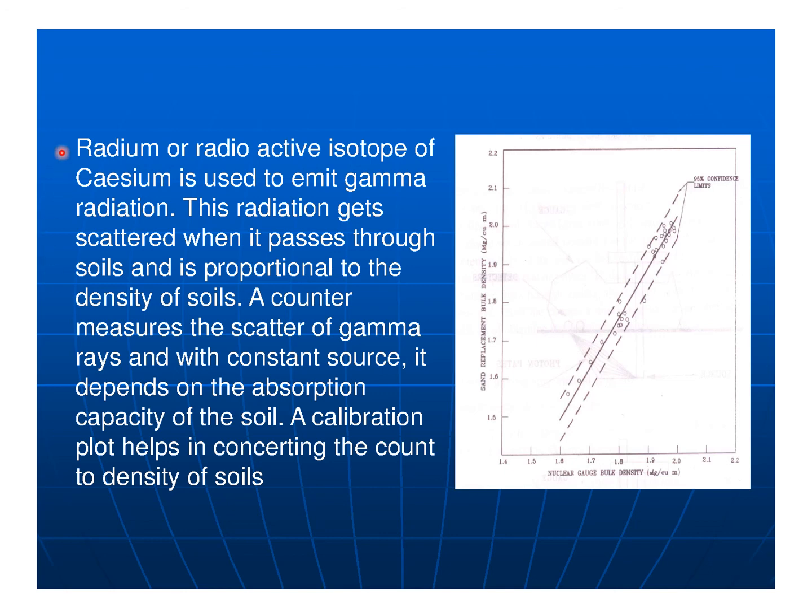Radium or a radioactive isotope of cesium is used to emit gamma radiation. This radiation gets scattered when it passes through the soil and is proportional to the density of the soil. A counter measures the scatter of gamma rays, and with a constant source, it depends on the absorption capacity of the soil. A calibration plot helps in converting the count to density of soils. So the field density method can be related to the nuclear density meter, and in this way we can prepare a calibration chart.